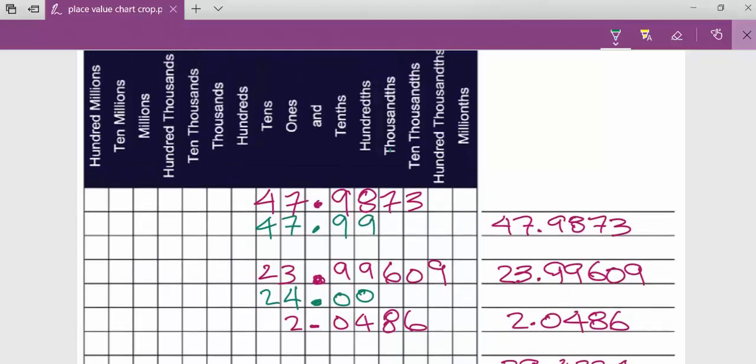That means that the 8 gets rounded up. So the 8 becomes a 9. The 4 stays the same. The 0 stays the same. There's the decimal. And there's the 2. So 2.0486 rounded to the nearest thousandth becomes 2.049. Or in other words, 2 and 49 thousandths.